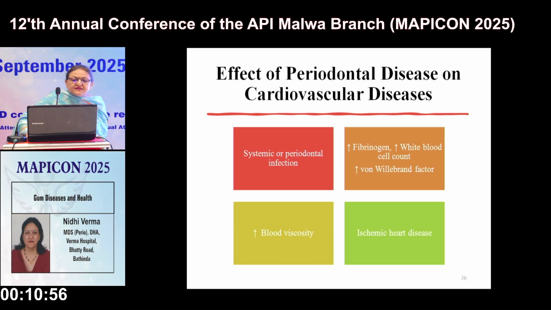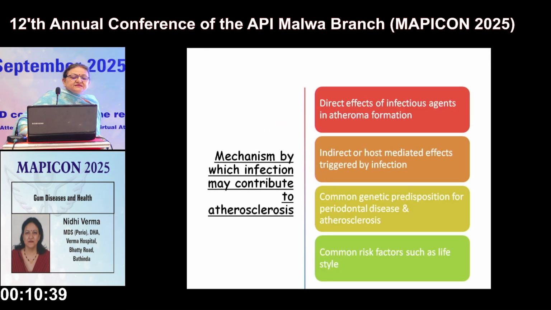Effect of periodontal disease on cardiovascular diseases. As periodontal infection starts, it leads to an increase in blood viscosity by an increase in fibrinogen, an increase in white blood cell count, and an increase in von Willebrand factor, and this will cause ischemic heart disease. The mechanism by which these infections contribute to atherosclerosis is a direct effect of the infectious agent in atheroma formation, or indirect host-mediated effects, then common genetic predisposition and common risk factors like lifestyle.